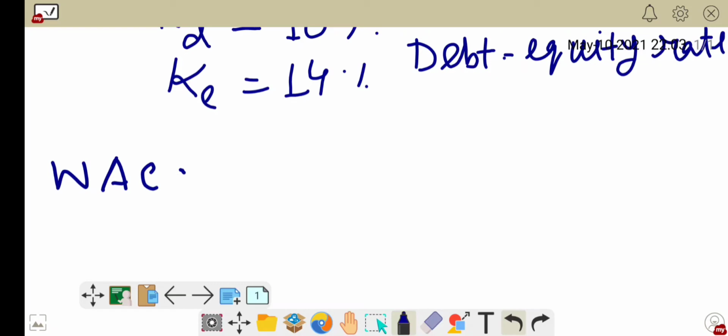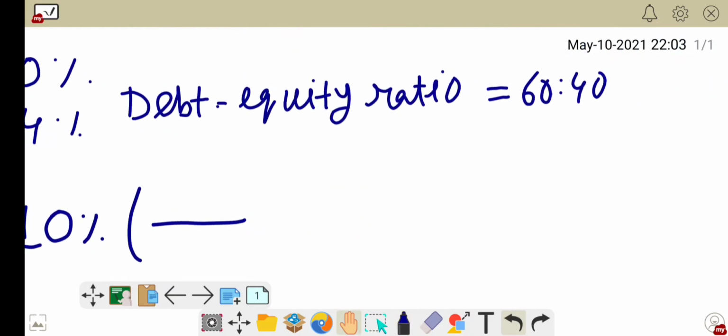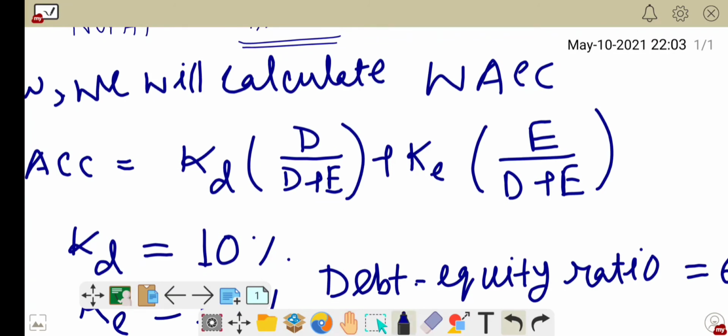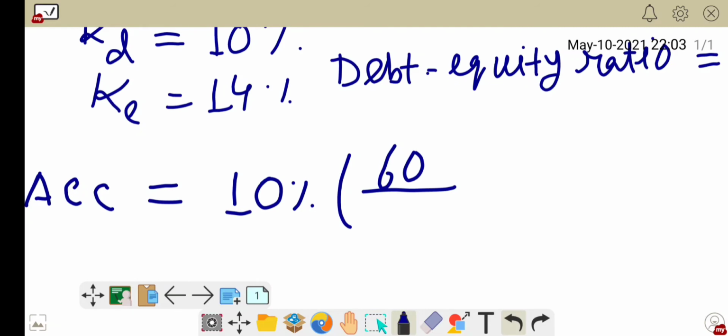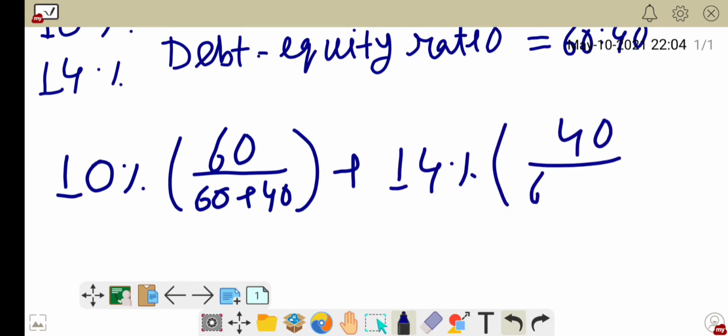WACC. So our cost of debt is 10%, and the debt equity ratio: 60 is the debt. So D means debt, that is 60. You can see here, that is D. D means debt, E means equity. So debt is 60 and debt plus equity, that is 60 plus 40, and the cost of equity is 14%, and we'll get 40 divided by 60 plus 40.